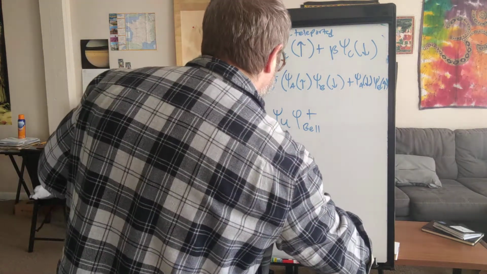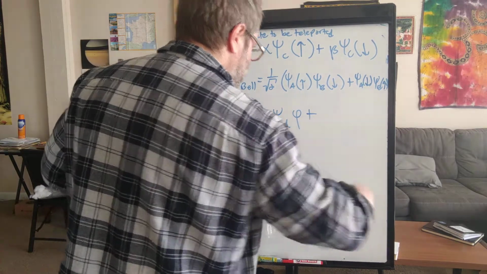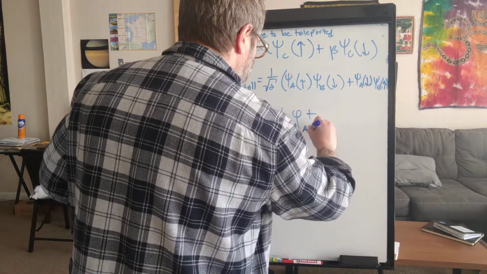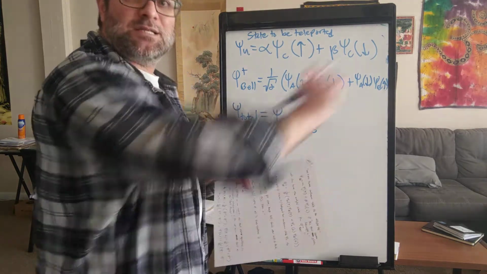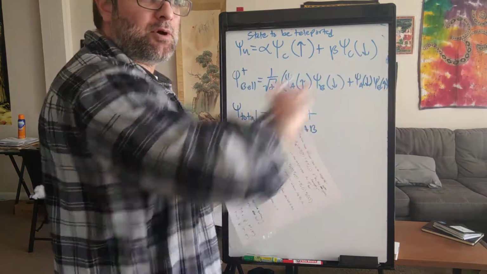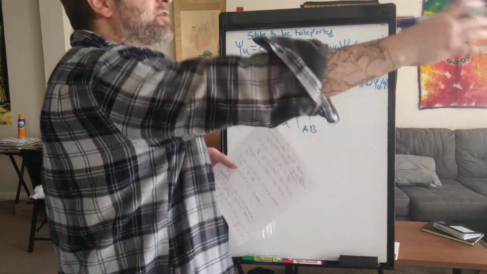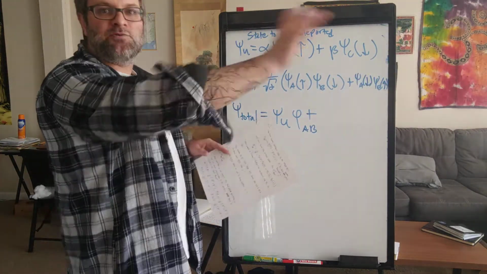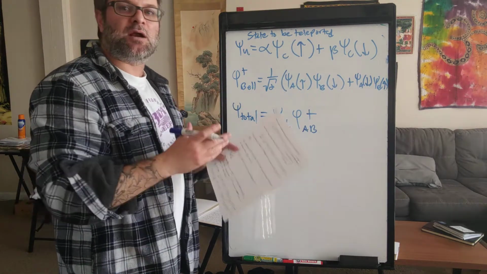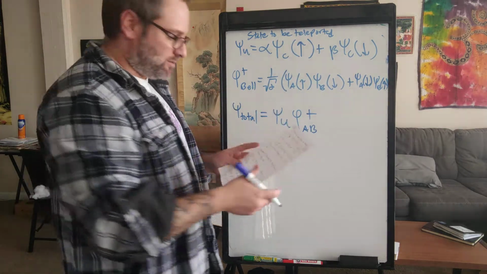So actually, I'm going to write this phi plus AB, because it's shared between A and B. Even though I physically send the particle over there, we still share that state because that state is still entangled. No matter how far apart I move those particles, they still share the same state until I measure them.